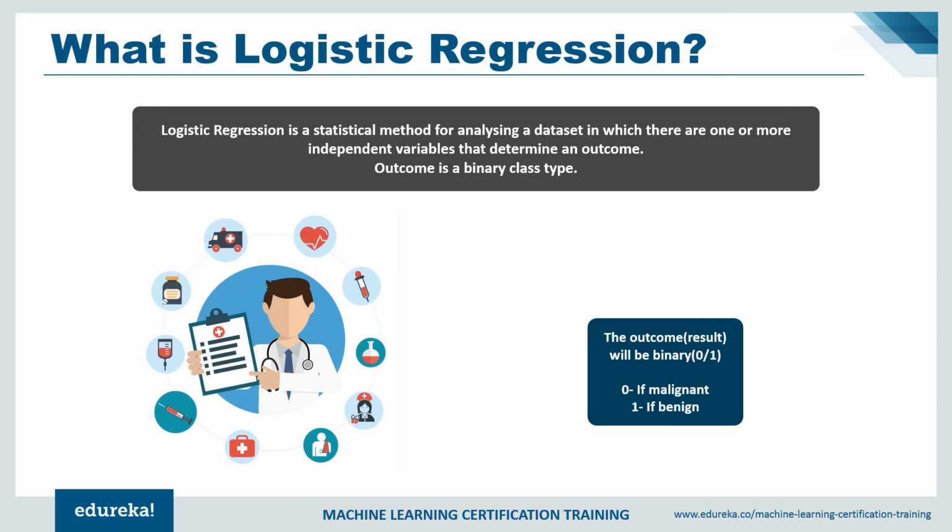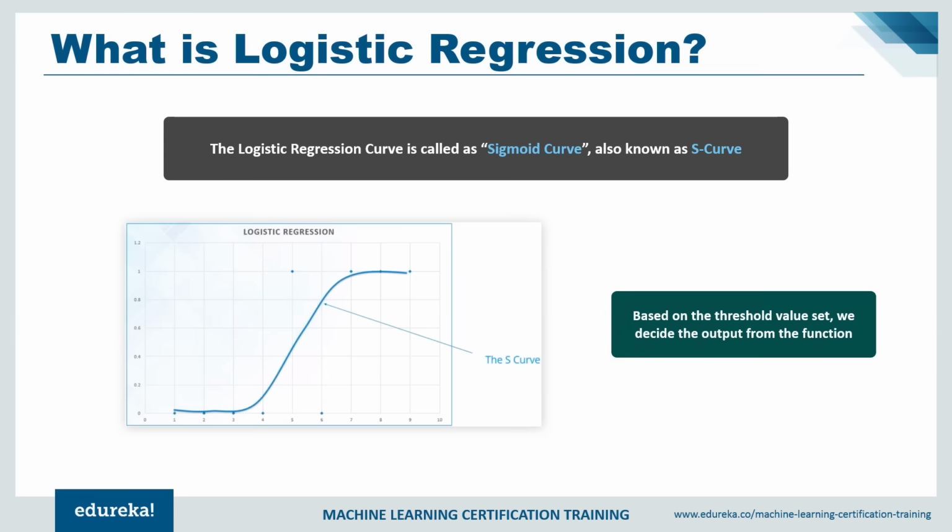Now, logistic regression is a statistical method used for analyzing a dataset in which there are one or more independent variables, like we discussed, like the sugar level, blood pressure, age, skin width, the previous medical history, and the output is binary class type. So now let's have a look at the logistic regression curve. The logistic regression curve is also called a sigmoid curve or the S-curve. The sigmoid function converts any value from minus infinity to infinity into the discrete values 0 or 1.